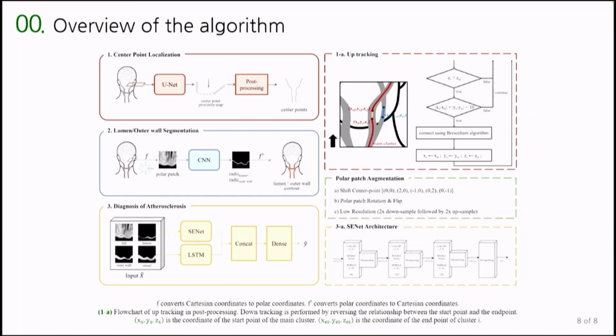In this study, vessel wall segmentation and diagnosis of atherosclerosis are performed through the proposed 3-step pipeline. In this process, polar conversion and problem-specific augmentation are applied. As a result, robust results were obtained despite the limitation of a small training dataset and varying image qualities from different slices.